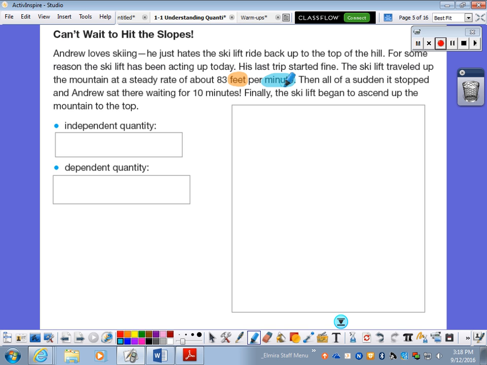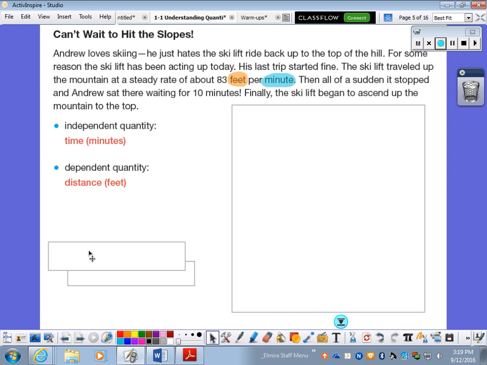right in one sentence. The rest of the problem says, then all of a sudden it stopped and Andrew sat there waiting for 10 minutes. Finally, the ski lift began to ascend up the mountaintop. Those are all details that are going to help us tomorrow, but for today, feet and minutes are our quantities or our variables. Minutes automatically, that's a unit of time. That is our independent quantity. And then feet is a unit of distance, and that is our dependent quantity.